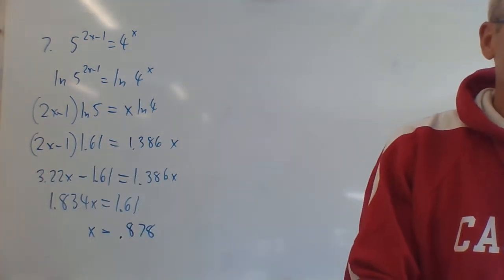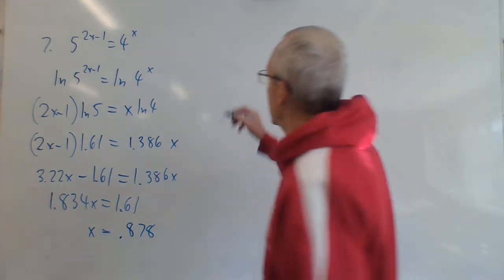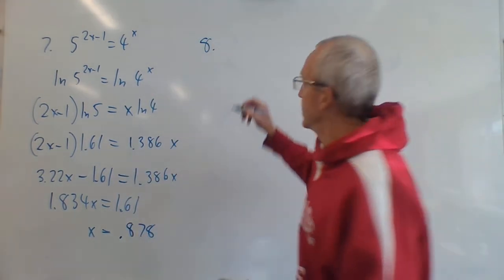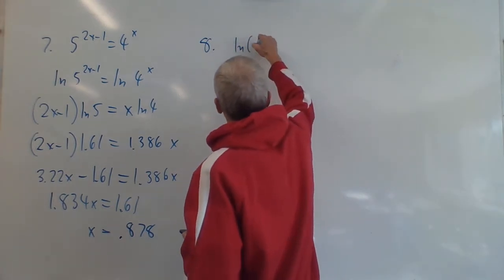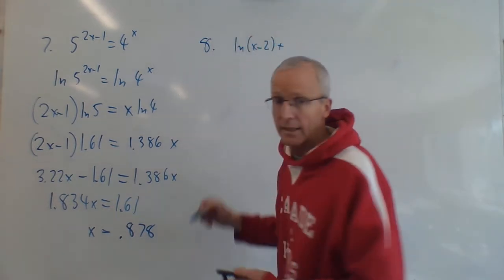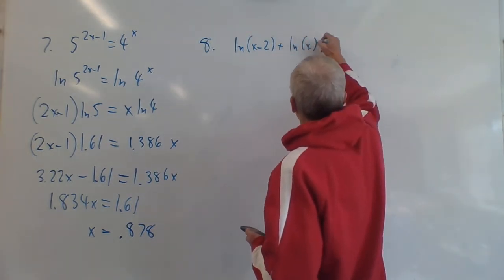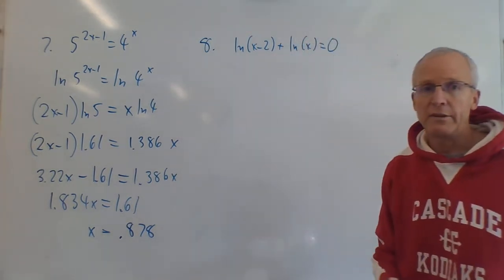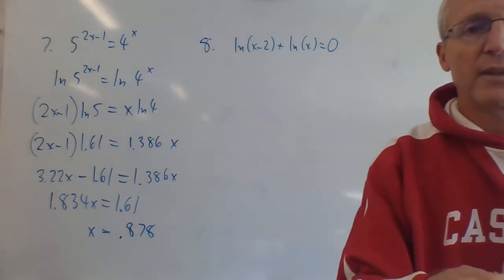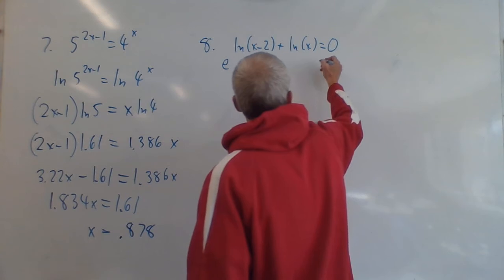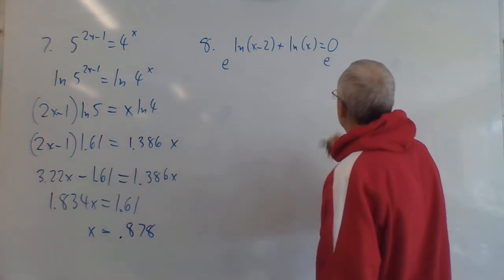Okay, number 8, another solve for x. So here we have that the ln of x minus 2 plus the ln of x is equal to 0. Okay, when you have ln's, you get rid of them by raising everything to the e power. So you raise this whole side to the e, and you have to raise this side to the e too.